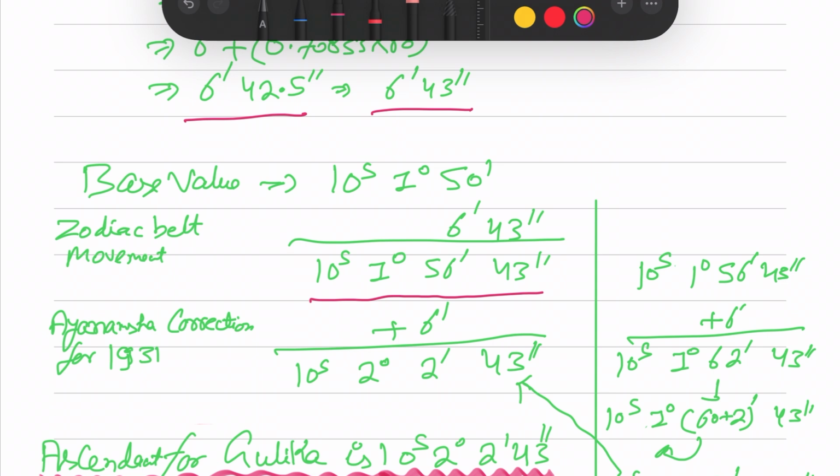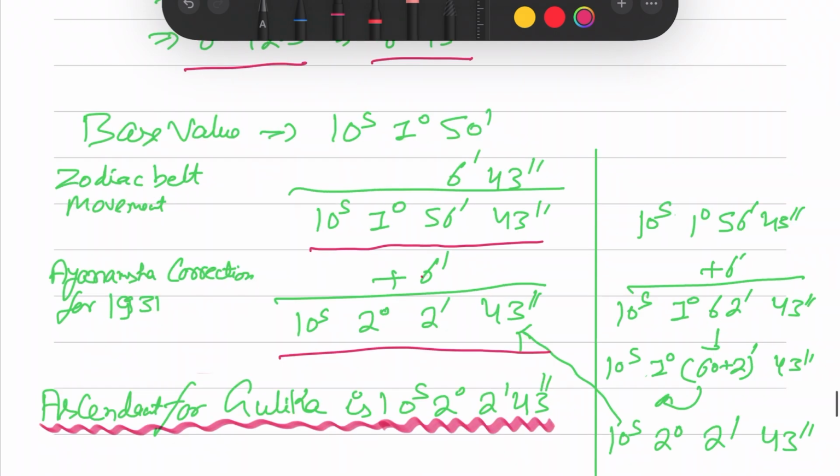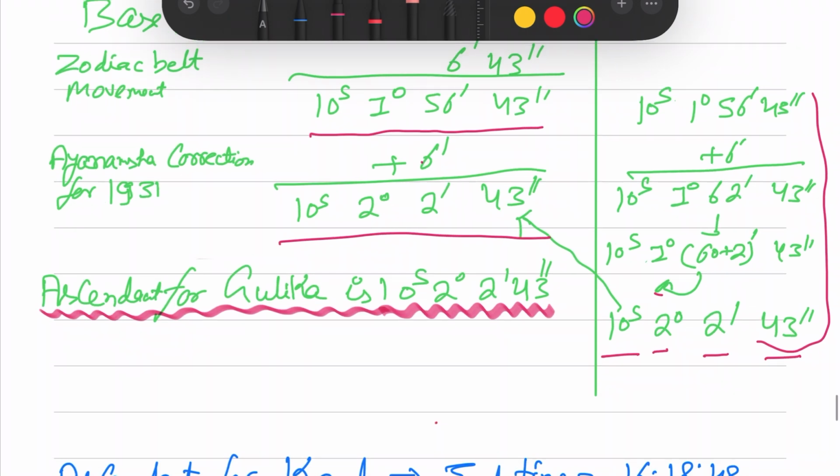So I added the Ayanamsha correction. After the Ayanamsha correction, it is 10 sign 2 degree 2 arc minute and 43 arc second. How did I perform this calculation? I have shown it on the right hand side. 56 plus 6 is 62. 62 can be written as 60 plus 2, and 1 degree is equal to 60 arc minute. So I have taken it as here. So we get 10 sign 2 degree 2 arc minute and 43 arc second. So this is the ascendant for Gulika.